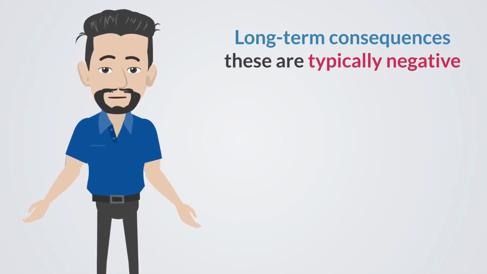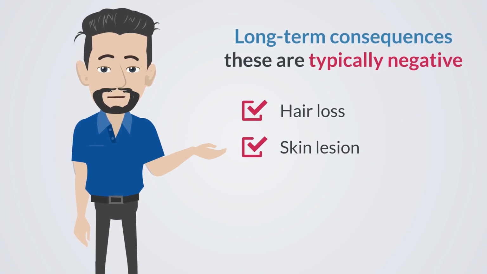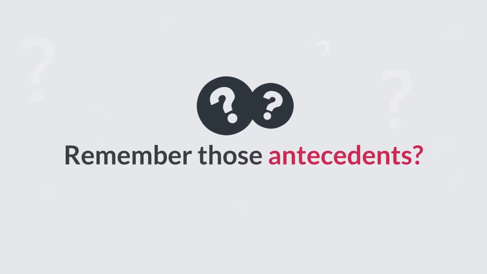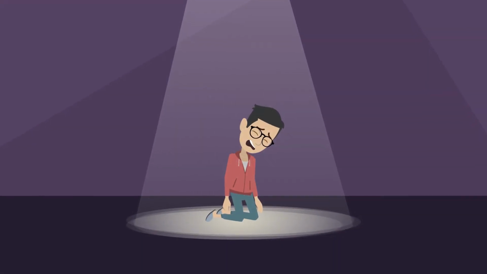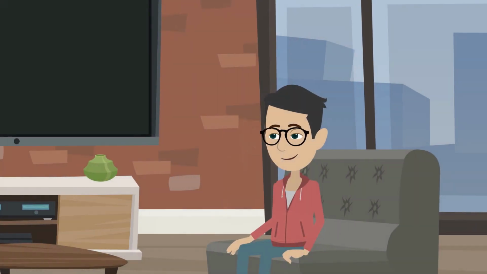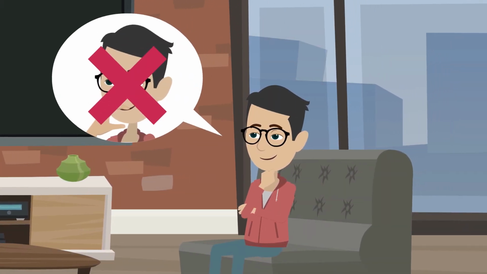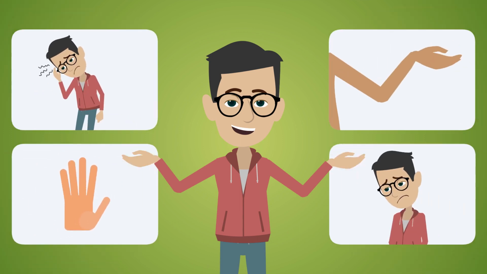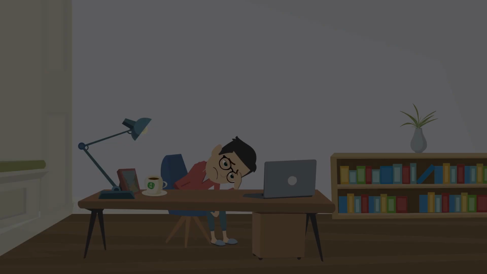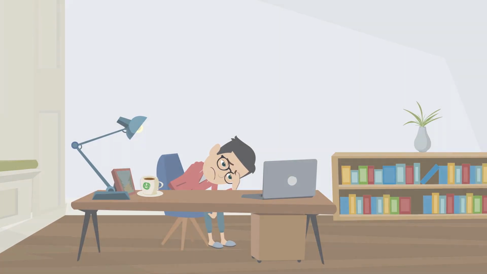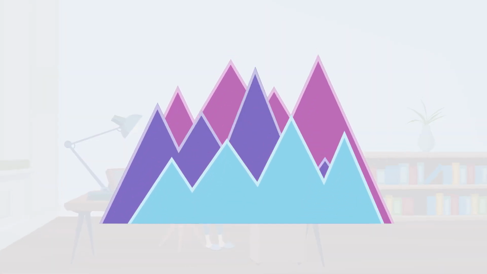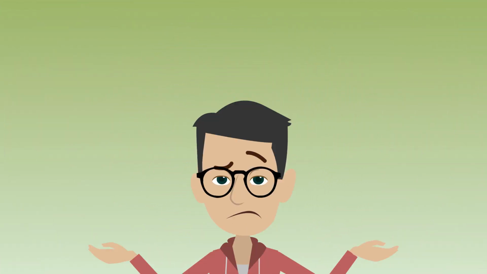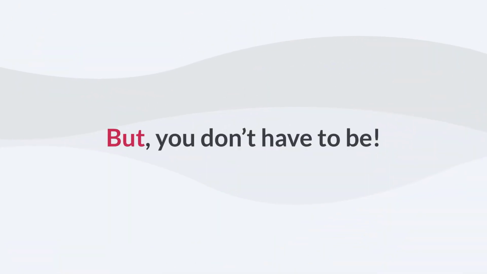These are typically negative, such as hair loss, skin lesions, shame or embarrassment, and poor self-esteem. Remember those antecedents? These negative consequences may also perpetuate the cycle if your BFRB is serving the purpose of trying to help you feel better when unwanted and unpleasant cognitions, emotions, and sensations arise. The harder you try to stop this cycle when you experience distress associated with the rising and falling of your antecedents, the further the cycle may be perpetuated. So you found yourself stuck. But you don't have to be.